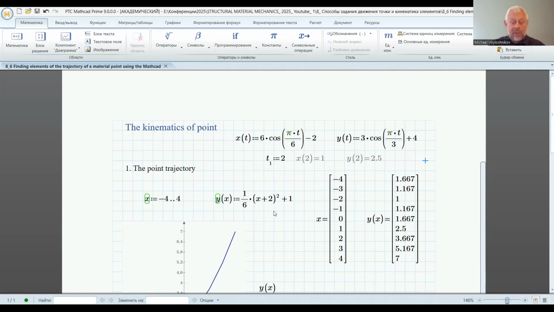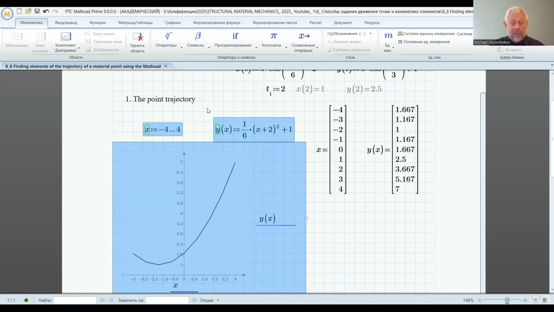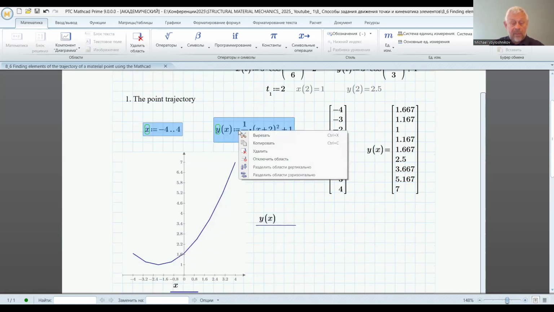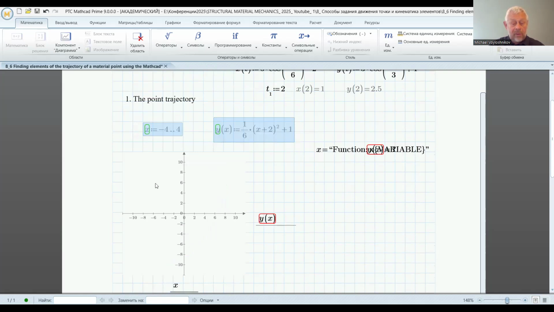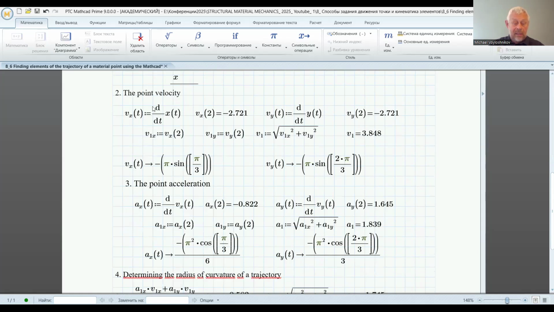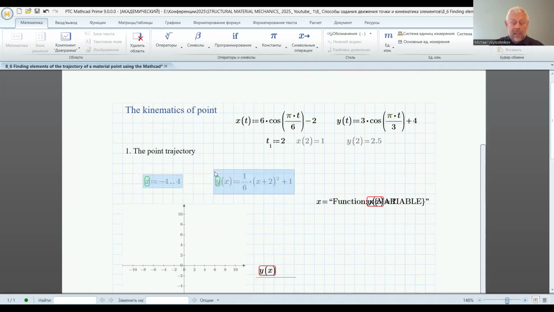So we have to exclude these active two operators to use the next one. Let me remind again: we select these two operators, click the right part of the mouse, and do the exclude operation. Yes, we have excluded, no more graph, but we now have the action of the previously assigned parametric dependencies.